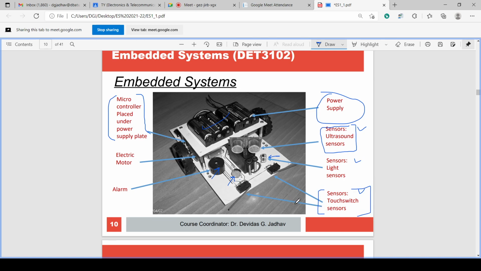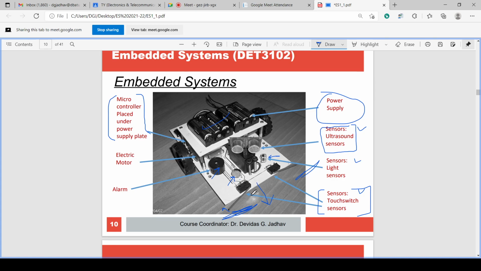Touch switch sensor: you can see the black colored switch here, and a very long, flexible metal plate lead is there. If the buggy is going in the forward direction and an obstacle comes in its path, the switch, due to its flexibility, will be shifted to this side, and internally a switch will be closed, and then the microcontroller senses that the switch is closed. In this way the touch switch sensor works.